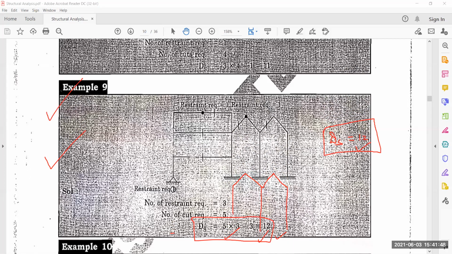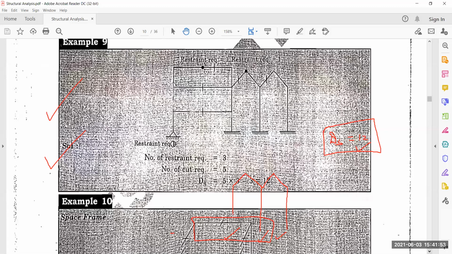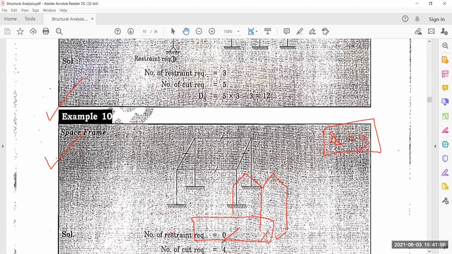I will give you another problem. Okay, you solve this question. First, you see here, this is a space frame. So carefully solve this question. This is clearly given in the question: this is a space frame, not a plane frame. So solve carefully. What is the DS of this space frame?